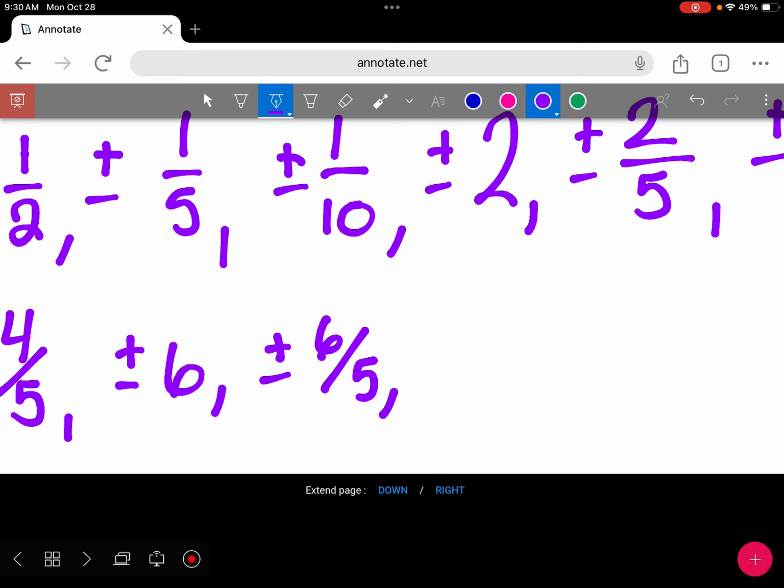So then let's look at 12. 12 over 1, I definitely don't have that yet, so plus or minus 12. 12 over 2, well, that's just 6. I already have that one in there.